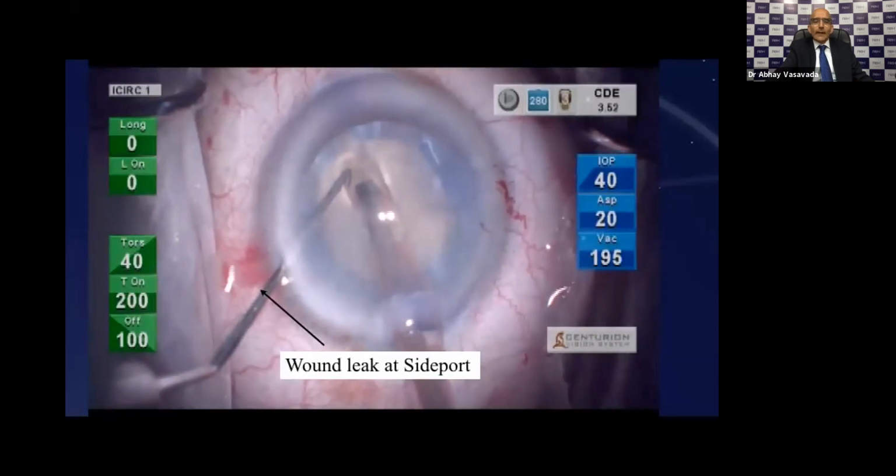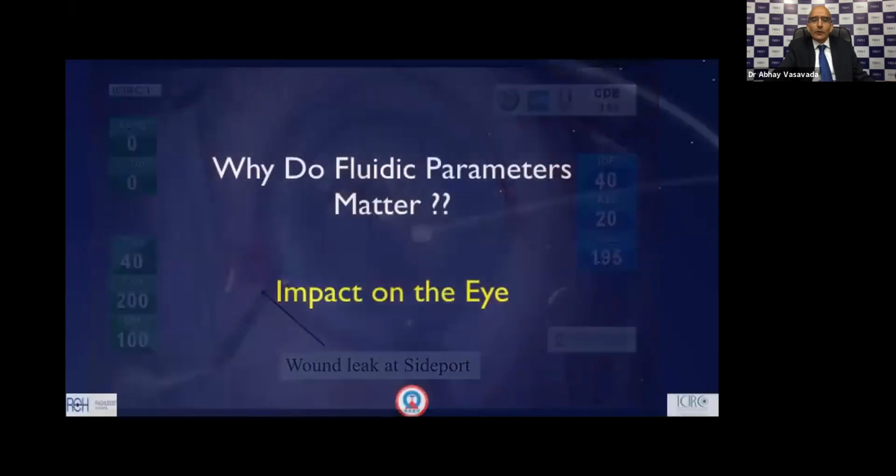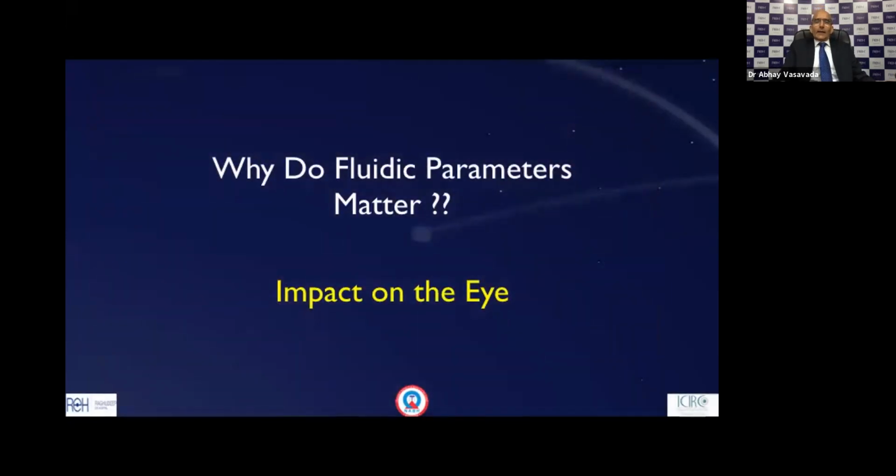We don't pay attention to that, but the IOP will drop by 15 millimeter of mercury with such a leak. So you can understand the stability of the eye will be compromised. But the real question is, do we really want to pay much attention and focus on input-output balance? In other words, the fluidics, as it's popularly called. Why? Because it does have a significant impact on the anatomy and the function of the various tissues of the eye.